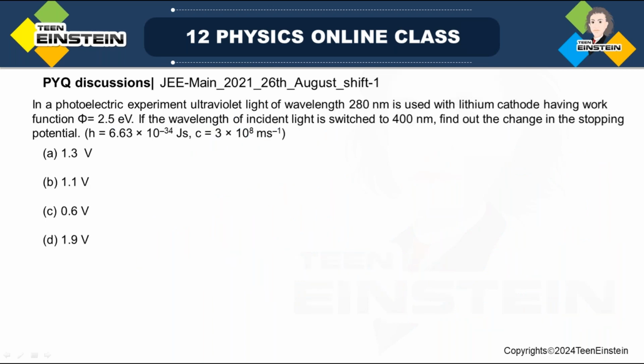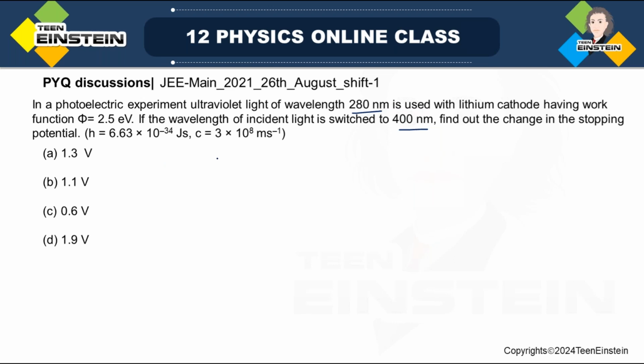Okay, this is again a very interesting problem, but not very tough. This is also a very easy question. This is from photoelectric effect. In a photoelectric effect experiment, ultraviolet light of wavelength 250 nanometer is used with lithium cathode having work function phi is equal to 2.5 electron volt. If the wavelength of the incident light is switched to 400 nanometer, find out the change in the stopping potential.